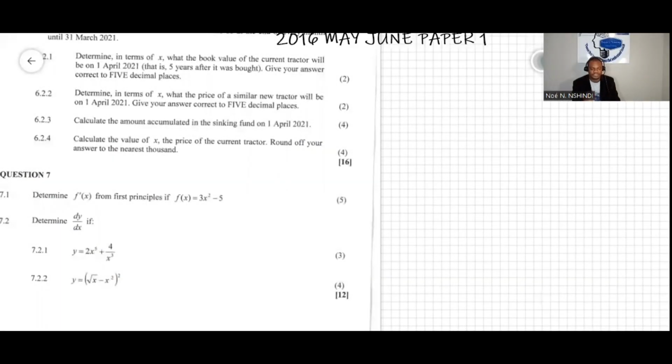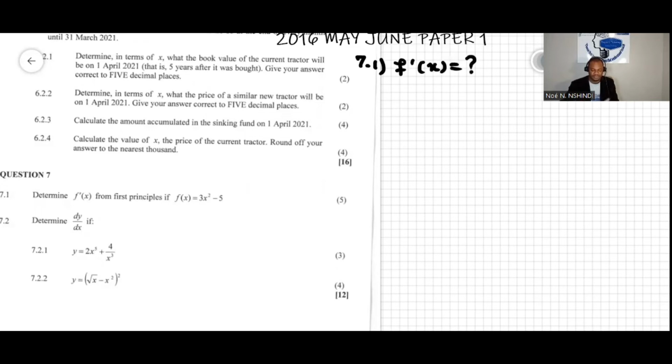Well, the question here says determine f prime of x from the first principle if f of x is equal to 3x squared minus 5. I'm going to write here question 7.1. The question says determine f prime of x from the first principle. Okay, this is from the first principle.